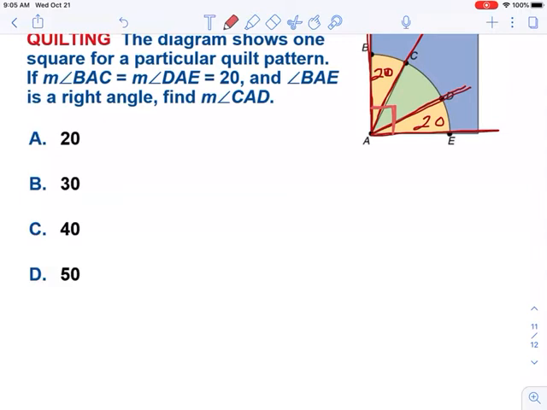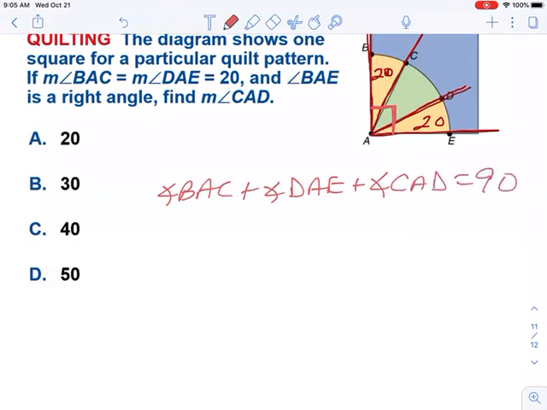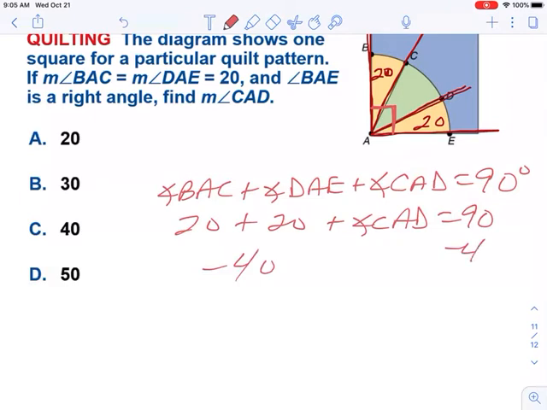Find the measure of angle CAD. Okay, this is what we got going on. We have angle BAC plus angle DAE, we know those are both 20, plus that green angle in the middle, CAD, equals 90 degrees because it's a right angle. These are each 20. This one we don't know, but that's no problem for us because it's an algebra problem. So we're going to subtract 40 from both sides. Angle CAD is 50 degrees.